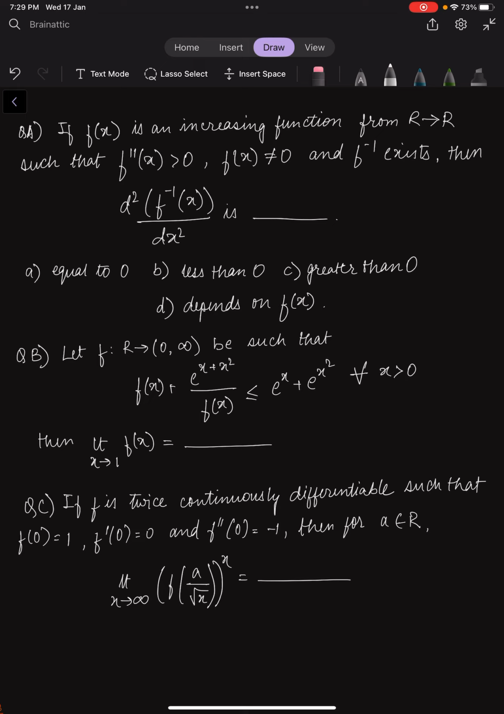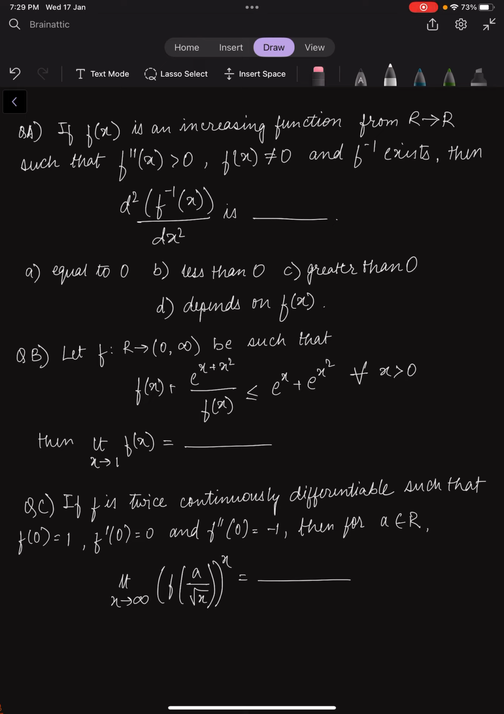So we have three questions. In the first question, if f of x is an increasing function from R to R such that f double dash of x is greater than 0, that is, the double differentiation of f is positive, f of x is not equal to 0 and f inverse exists, then we have to find whether the double differentiation of f inverse x with respect to x is equal to 0, less than 0, greater than 0, or depends on f of x.